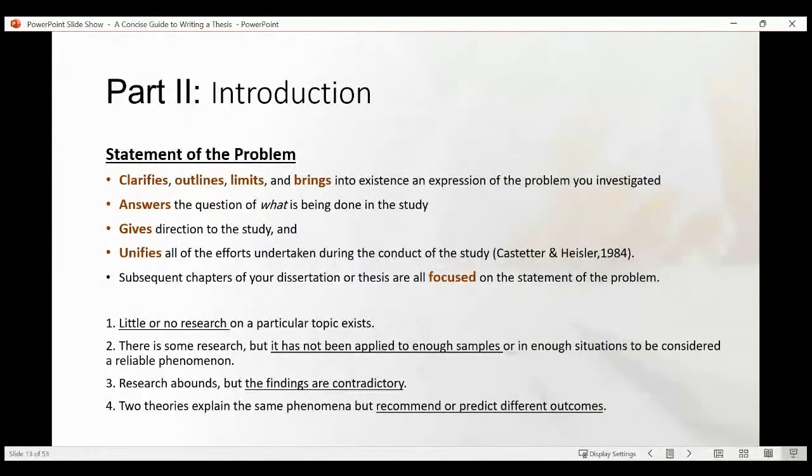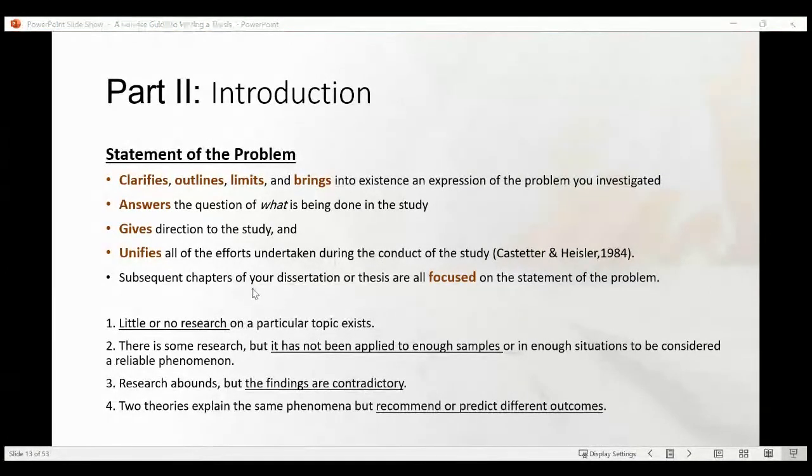One way is this one here: little or no research on a particular topic exists. This is one technique. Another technique is here: there is some research, okay, we know that, but it has not been applied to enough samples. Maybe one of the previous studies focused on 5 participants. Now I'm going to focus on 500 participants. So this is another way to identify a problem in the literature. We'll talk about this later on. Another: research abounds, there is a lot of research, but the findings are contradictory. X says this, Y says this is not okay. So you need to investigate what is the contradiction here.